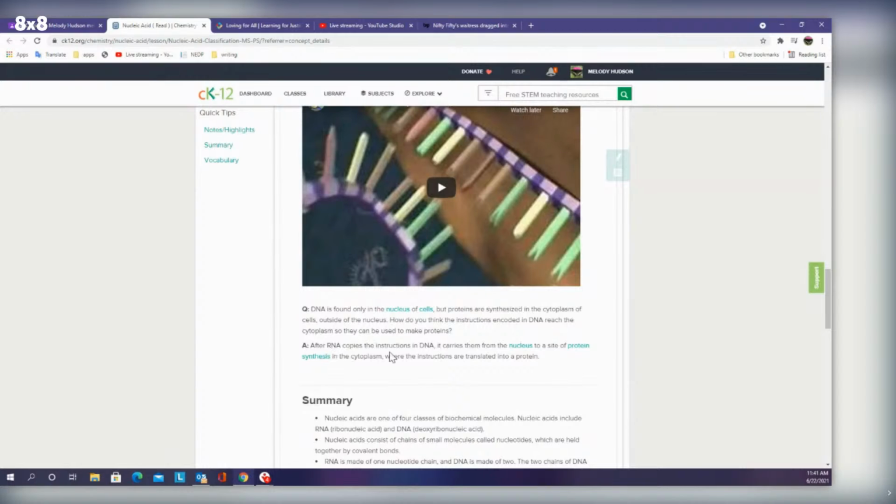After RNA copies the instructions in the DNA, the RNA is called what? The messenger. So sometimes you'll see an M in front of RNA, mRNA. After it copies the DNA's instructions, it sends them from the nucleus to a site of protein synthesis where they make the proteins. Then that's when they'll start to make proteins.